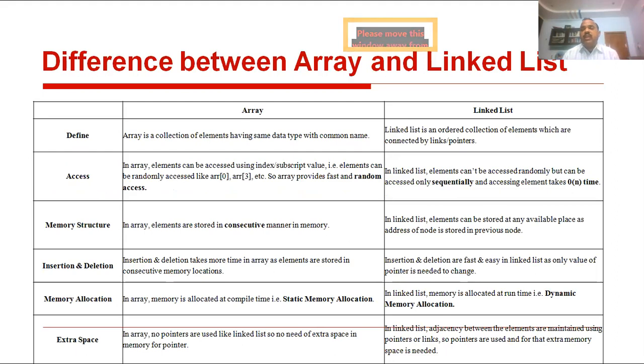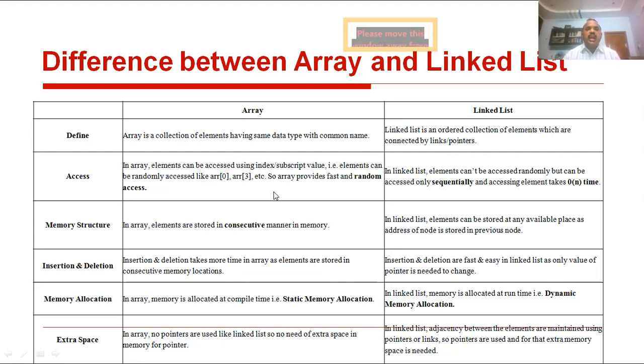What are the differences between arrays and linked lists? First, the definitions. An array is a collection of elements having the same data type with a common name. A linked list is an ordered collection of elements which are connected by links or pointers. Definitions are the first difference.